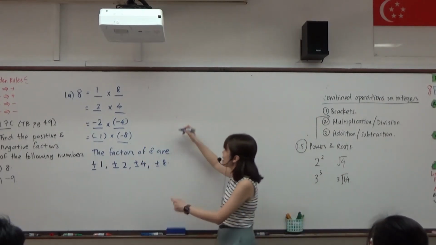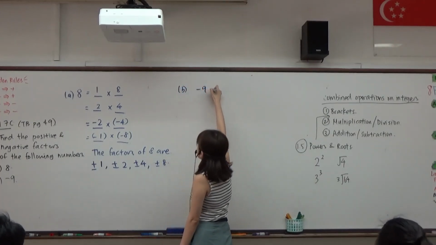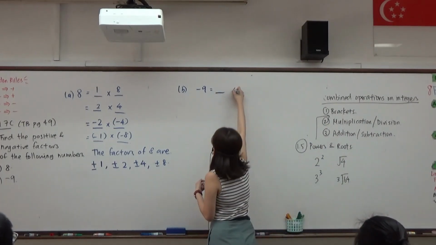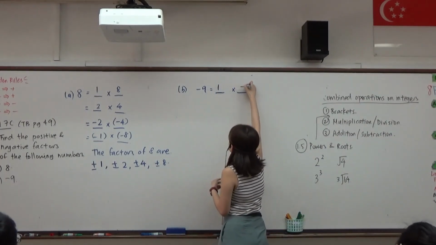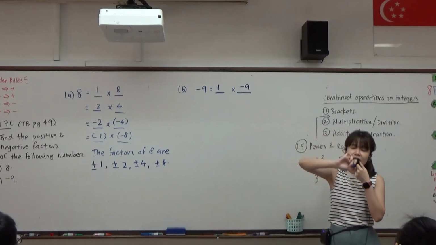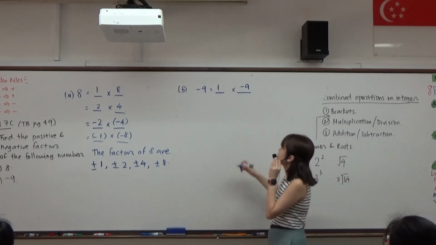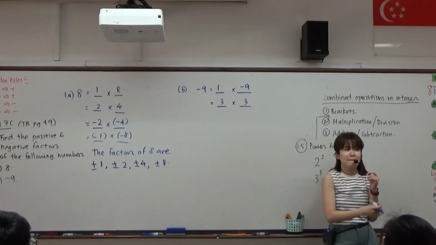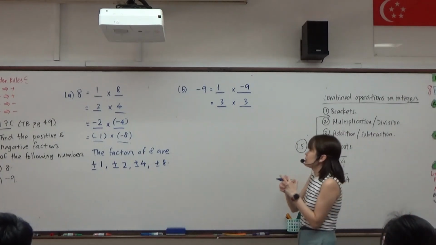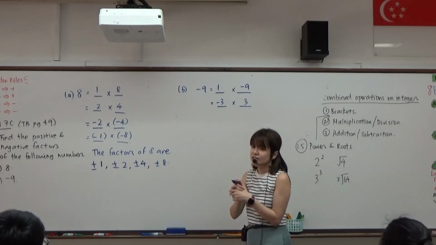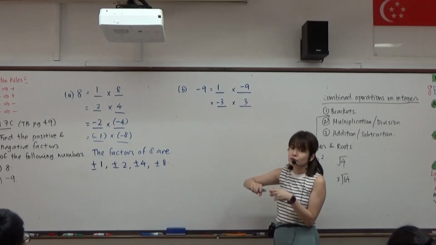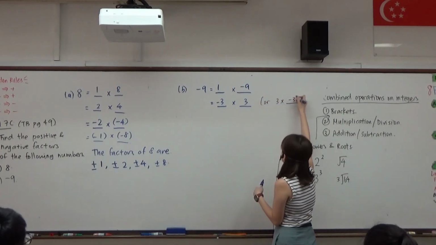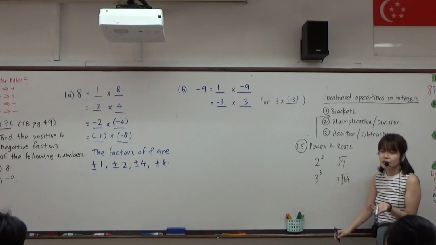Now let's look at part B. By the same logic, for the number negative 9, what is the most simple one that we have? 1 times negative 9. So 1 times negative 9, what else do we have? 3 times 3 will not give us negative 9. We can have negative 3 times 3. Of course it can be 3 times negative 3, they mean the same thing. It's just a different way of writing it.